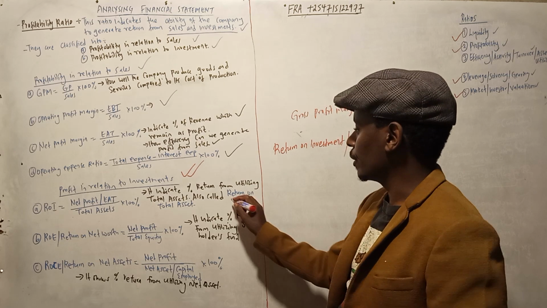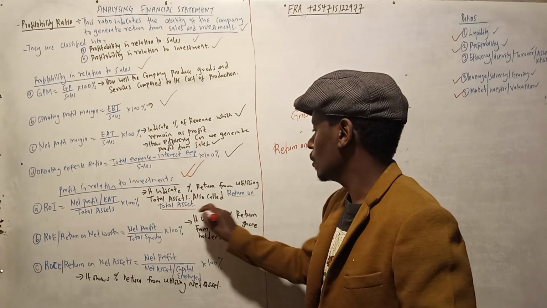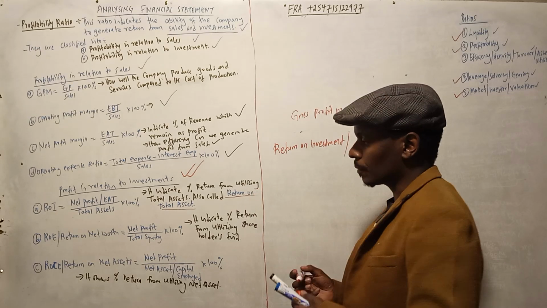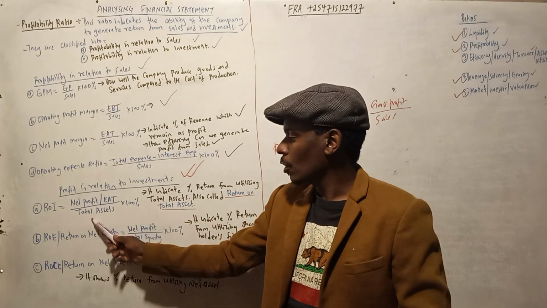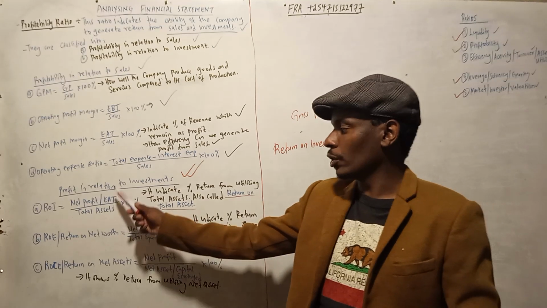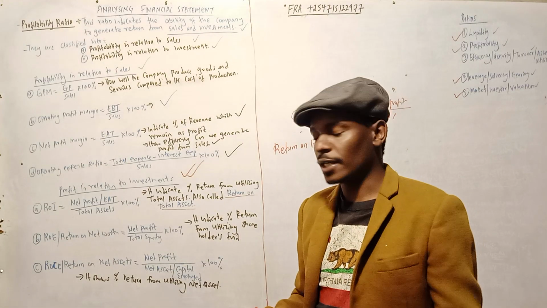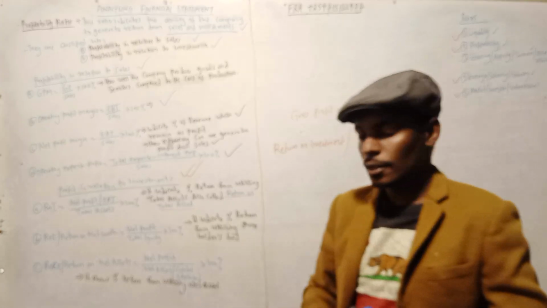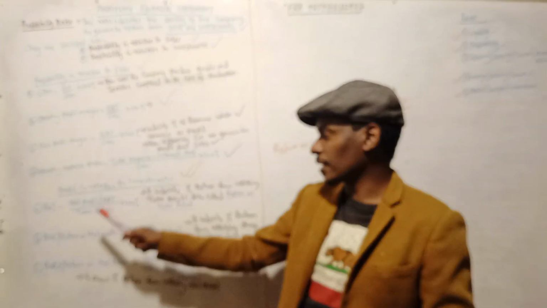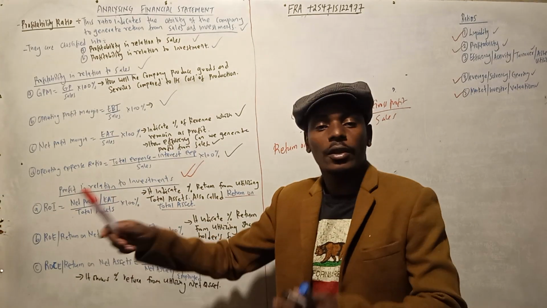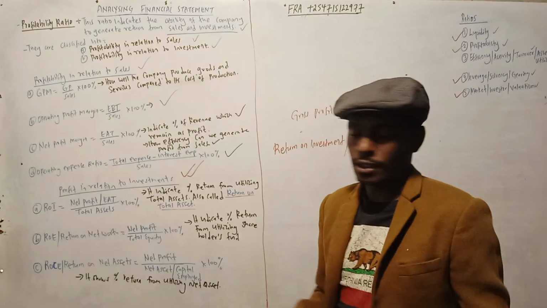Some people call them the return on total assets. So it's equal to the net profit over total assets times 100. Net profit is the same as earning after tax. Once we remove tax from the earning before tax, you get the profit after tax, which is the earning after tax or the net profit. Net means tax and other expenses have been deducted.